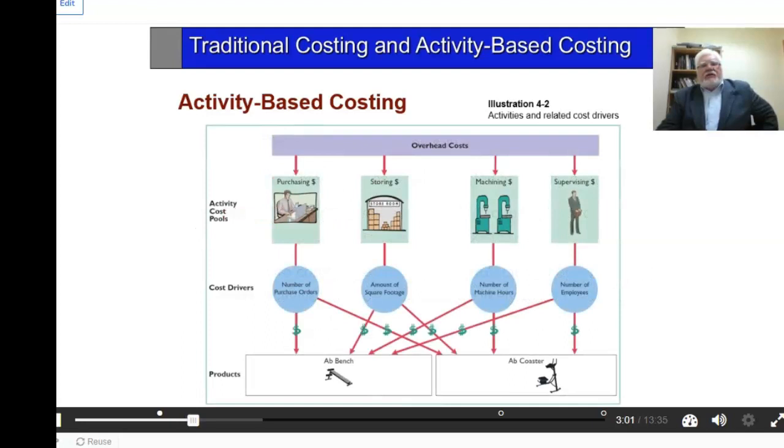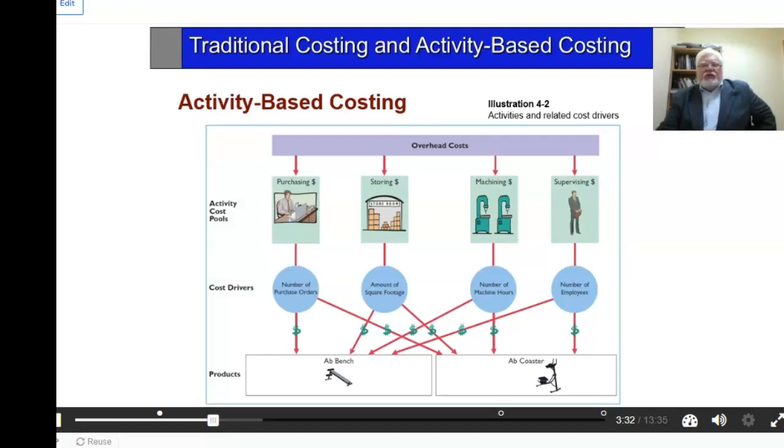We take the overhead pool costs and we break it into, in this case, four: purchasing, storing, machining, and supervising. Then we ask ourselves, what drives the cost in purchasing? Well, that would be the number of purchase orders. How about storage? That would be the amount of square footage. How about machining? Machine hours. How about all those costs that are supervisory type costs? These are all indirect manufacturing overhead costs.